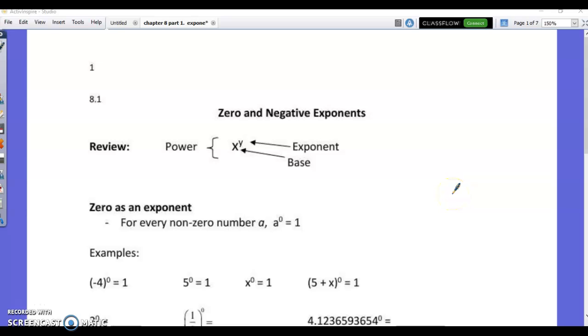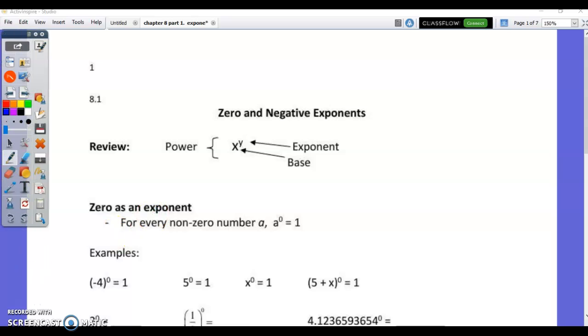Okay, so for this first section, we're going to talk about zero and negative exponents. As a review, we talked about what a power is. A power is made up of a base and an exponent. So the base is obviously that big number there, and the exponent is written in that upper right-hand corner.